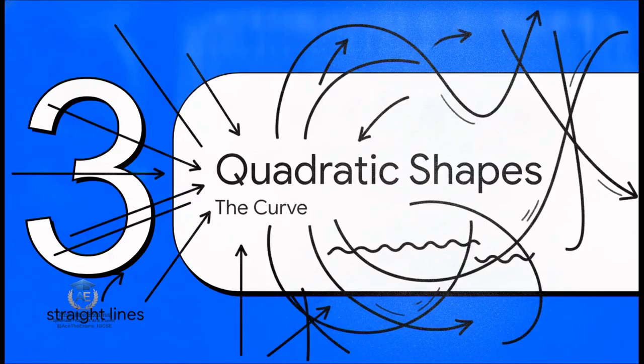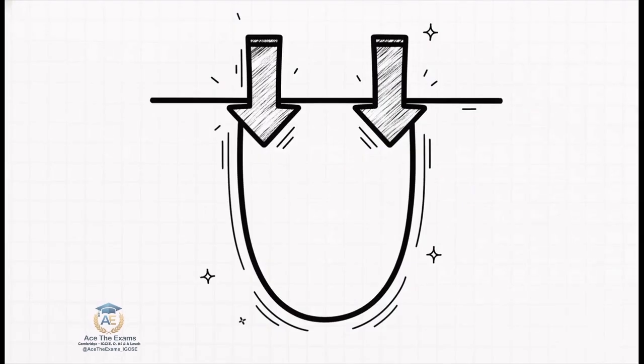All right, Section 3, Recognizing Quadratic Shapes. The curve. So now that we've totally mastered straight lines, let's level up our code breaking to quadratics. We are moving from straight, rigid paths to dynamic curves. Here's your new blueprint. F of x equals ax squared plus bx plus c.